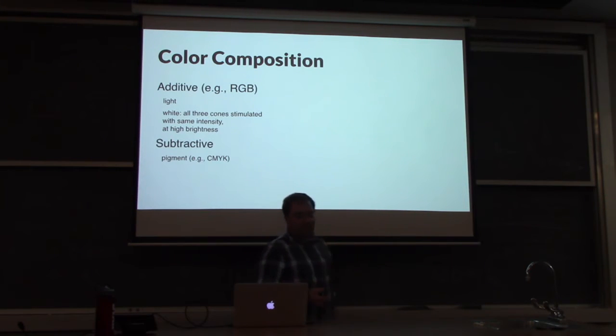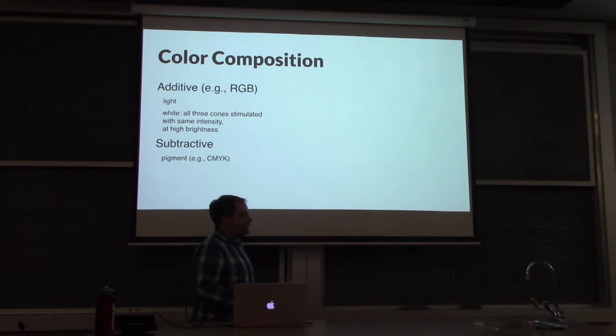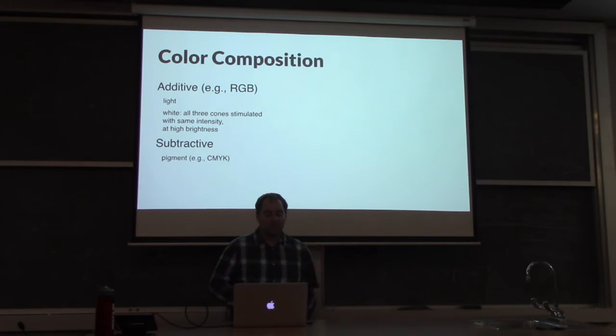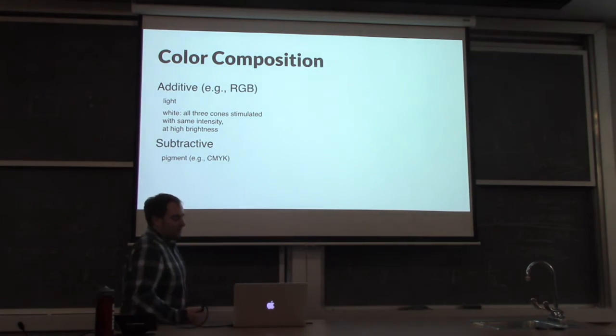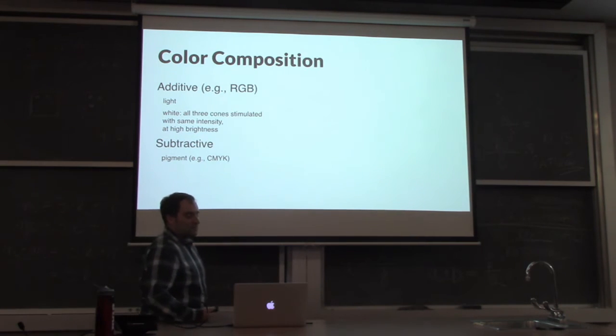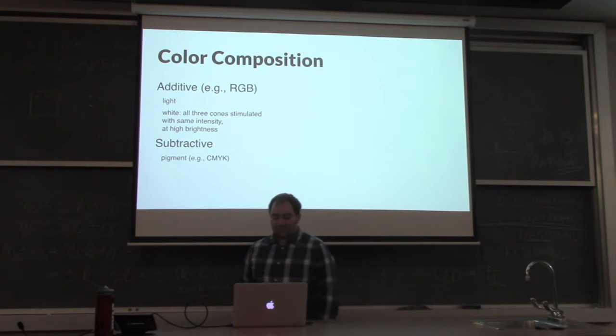There are 2 ways of compositing color. The standard one that we use with computer displays is additive. This projection here uses an additive color display that's based on light. That would be the RGB space. White is when all 3 cones in our eye are stimulated with the same intensity at a high brightness.